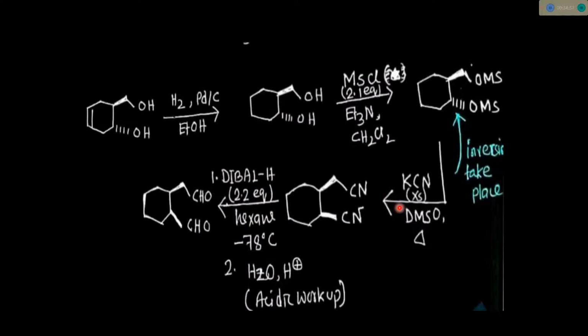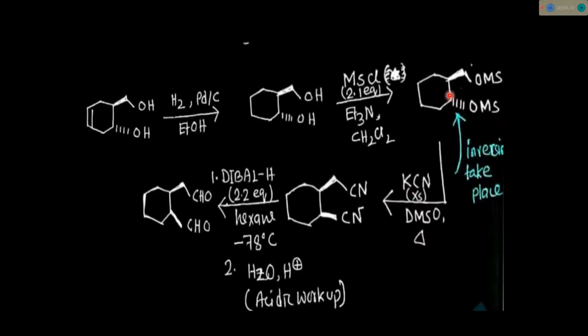So CN minus exchange means there is a lot of CN minus. CN minus is a good nucleophile, so it will attack that position, so OMs leaves, CN attaches, but in that case there is no stereochemistry. But in that case, since it is below, after nucleophilic attack by CN minus, inversion takes place.